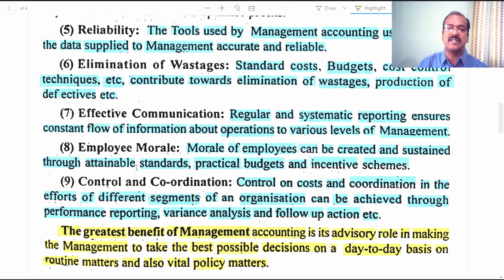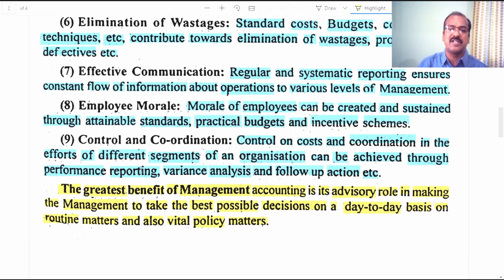The eighth advantage of management accounting is employee morale. Morale of employees can be created and sustained through determining attainable standards, preparation of practical budgets, and tailoring incentive schemes which will definitely motivate the employees and keep up their good morale to perform much better in the days to come.